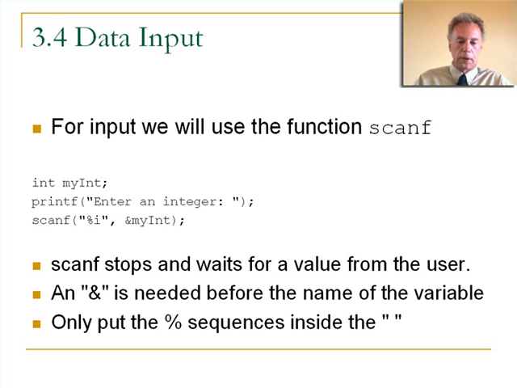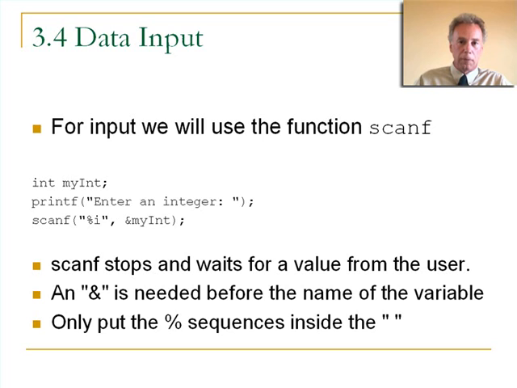The other thing that's different in this is that we need an ampersand before the variable name. So in this small C program snippet here, we're going to ask the user to enter an integer, and then we want the value that the user entered to go into a variable called myInt. So that's the job of the scanf statement. We have the formatting string %i inside of the double quotes, and then we have the name of the variable we want the value to go in, myInt, preceded by an ampersand. I'm not going to explain right now what that ampersand is for.